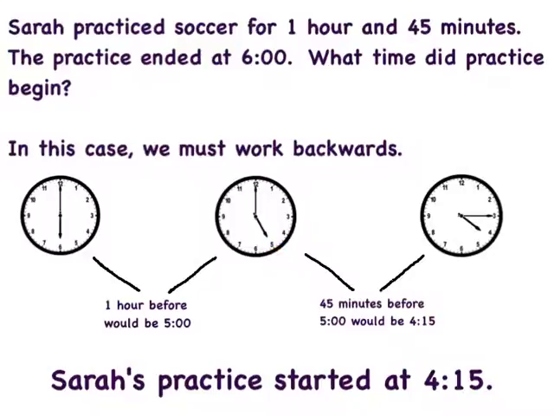So now that we've gone back 1 hour, we need to go back another 45 minutes. If I'm at the 5 o'clock and I go backwards, I know that I'm going to count back 5, 10, 15, 20, 25, 30, 35, 40, 45. So my minute hand would be on the 3. And it was the hour before 5, which would make it 4. And so 45 minutes before 5 o'clock would be 4:15. So Sarah's practice started at 4:15.